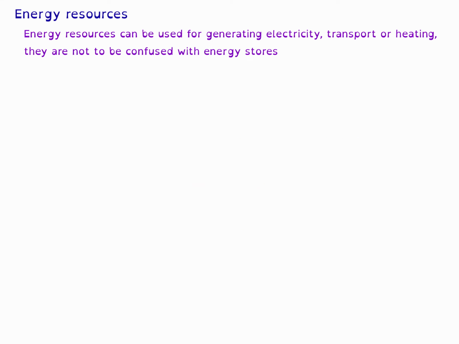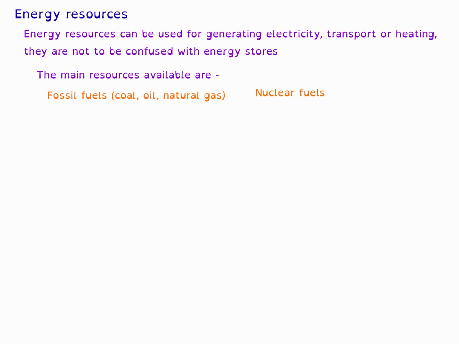Energy resources can be used for generating electricity, for transport or for heating. They are not to be confused with the energy stores. The main resources available are fossil fuels, which are coal, oil and natural gas, nuclear fuels, biofuel, geothermal, the sun, wind, water waves, hydroelectricity and the tides.